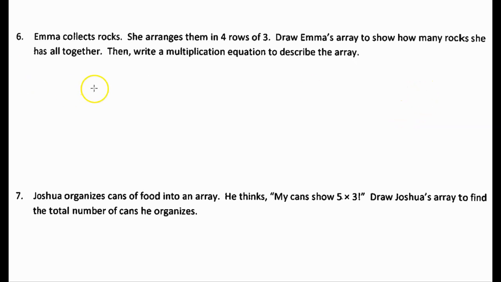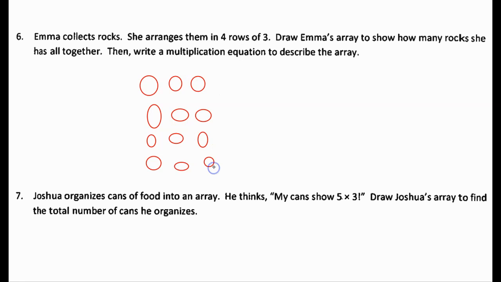Six says Emma collects rocks. She arranged them in 4 rows of 3. Huh. They tell me what to do already, right? How many rows do I need? 4. How many in each row? 3. I'm just following the word problem. Let's see what it says. Draw Emma's array to show how many rocks she has altogether. I just did. Then it says write a multiplication equation to describe the array.